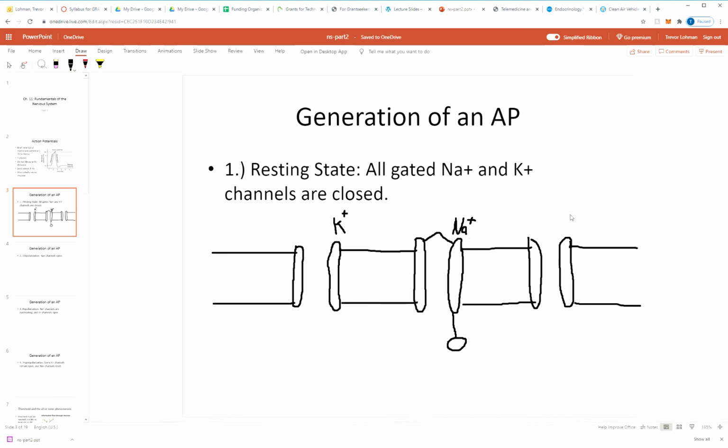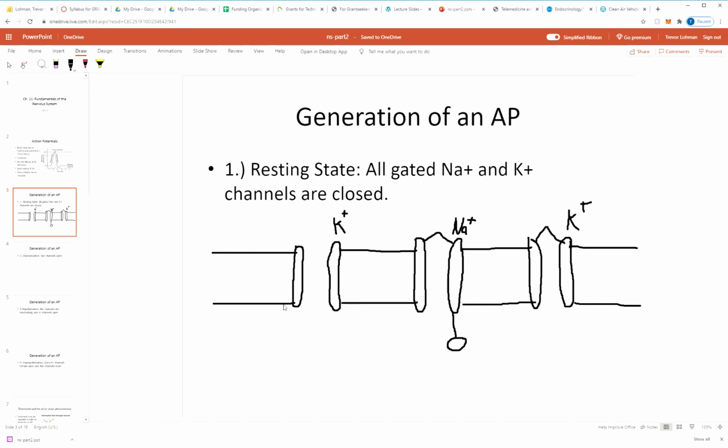Voltage-gated sodium channel, and voltage-gated potassium channel, and I need to make a gate. So it's a gated channel. Okay, so we just drew resting state. All gated sodium and potassium channels are closed. That is true. Potassium leakage channels are always open.